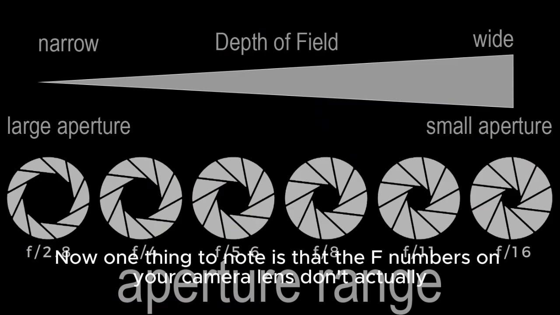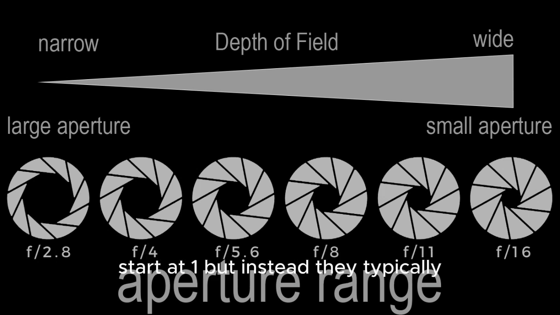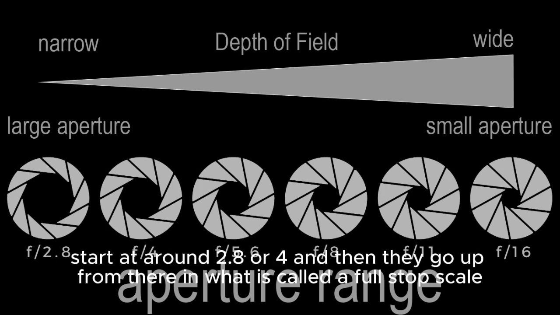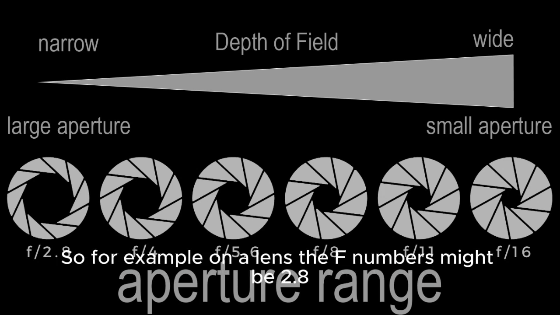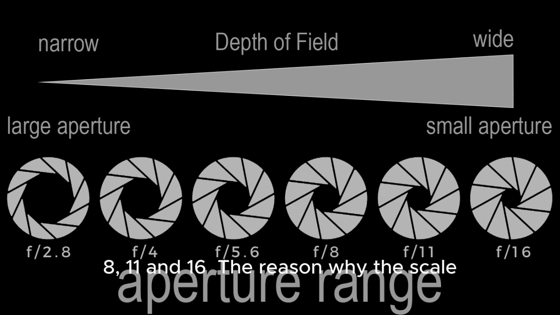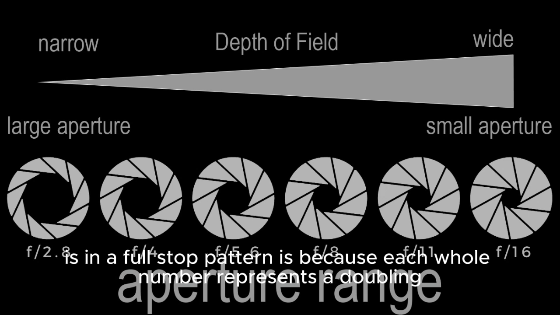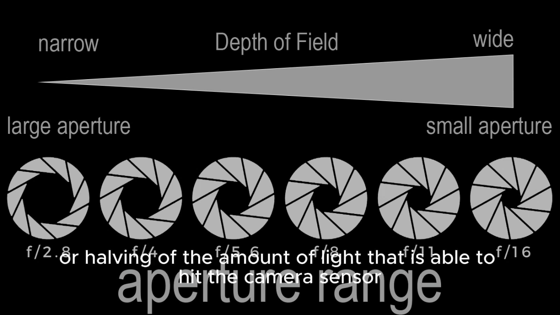Now, one thing to note is that the f-numbers on your camera lens don't actually start at 1, but instead they typically start at around 2.8 or 4, and then they go up from there in what is called a full stop scale. So for example, on a lens, the f-numbers might be 2.8, 4, 5.6, 8, 11, and 16. The reason why the scale is in a full stop pattern is because each whole number represents a doubling, or halving, of the amount of light that is able to hit the camera sensor.